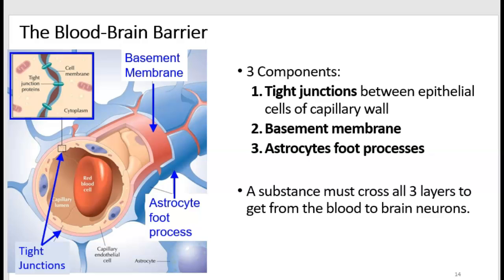So the blood-brain barrier, located within these arteries, is composed of more than just tight junctions between the epithelial cells of a capillary wall. It also contains a basement membrane lining these epithelial cells, as well as astrocyte foot processes. Together, these three components control what substances can cross from the blood and reach the cells of the brain. Notice in the diagram, for something to reach the brain tissue, it would have to move from the inside of the capillary wall, across tight junctions, across the pink basement membrane, and fit through the astrocyte foot processes.